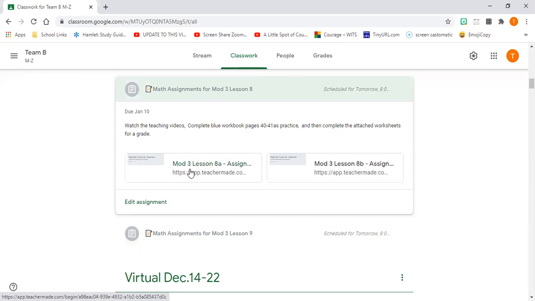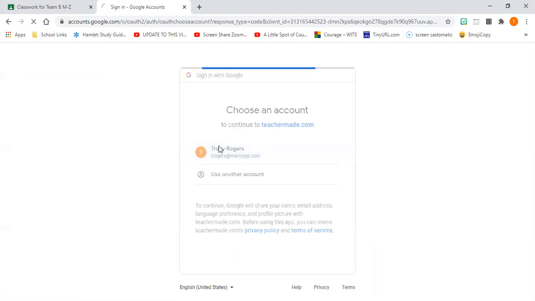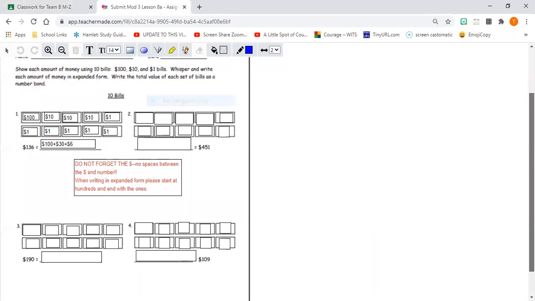And then these are the ones that you will do for grade. You have two for lesson 8, you have 8A and 8B. Here is 8A, and this is counting, and I've done an example for you.